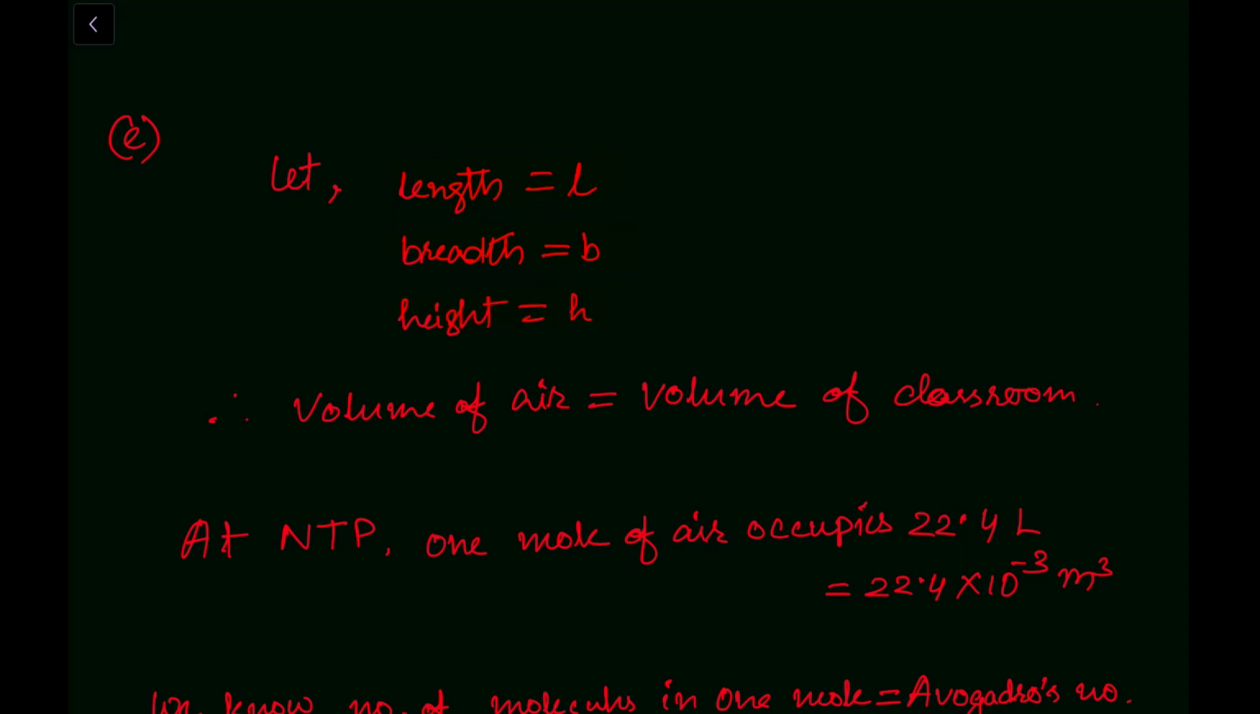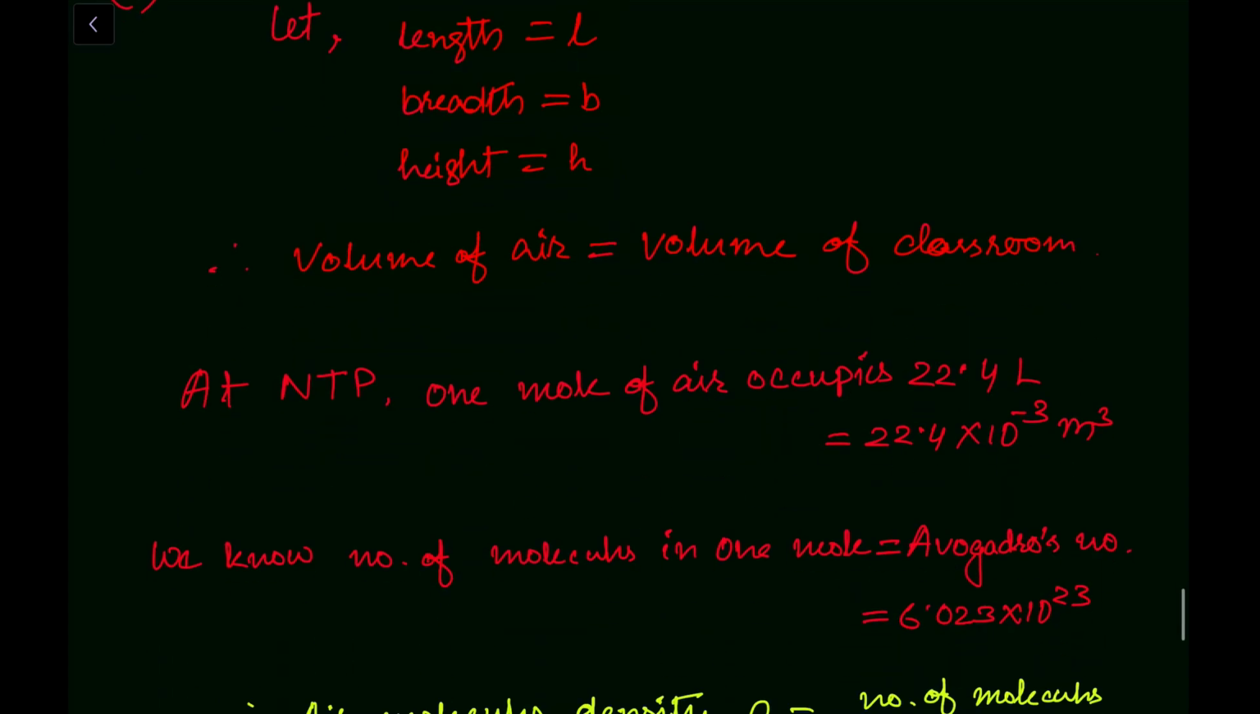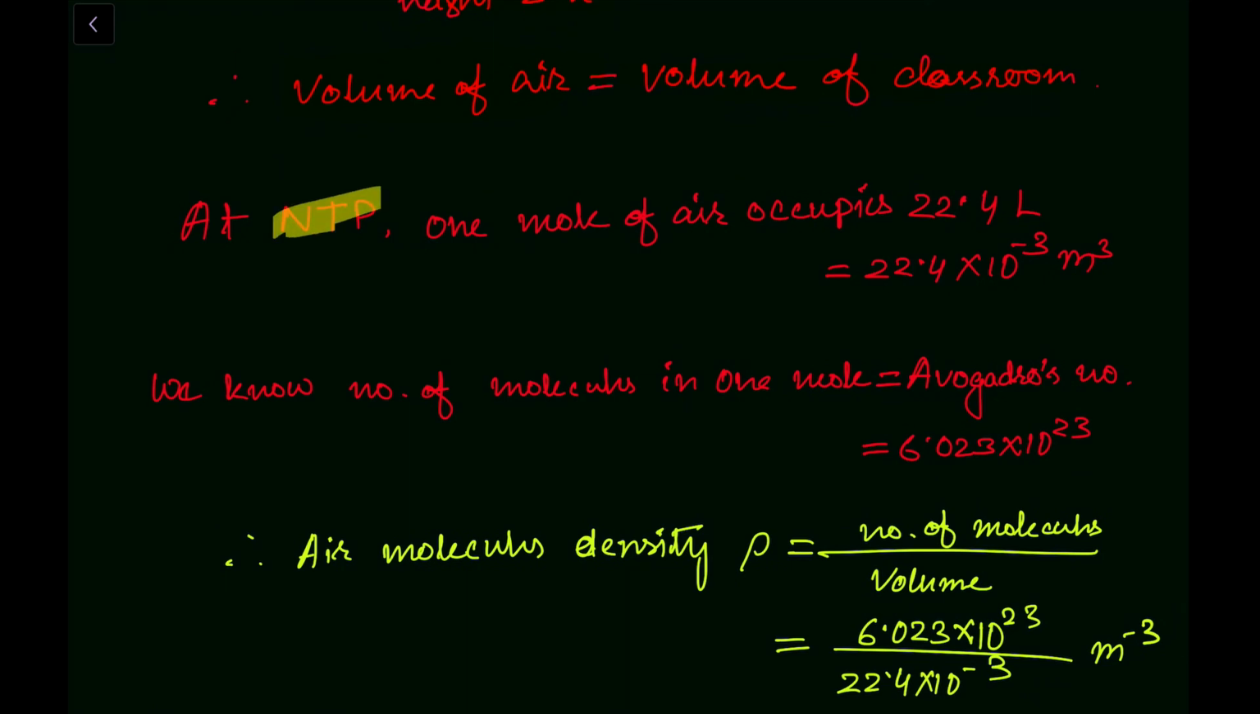Okay, therefore the volume of the classroom will be equal to the volume of the air that is contained in this classroom. Now at NTP, meaning normal temperature and pressure, 1 mole of air occupies 22.4 liter, this much volume at atmospheric pressure, that is, normal temperature and pressure. Okay, this liter we have converted into meter cube. 1 liter is equal to 10 to the minus 3 meter cube.